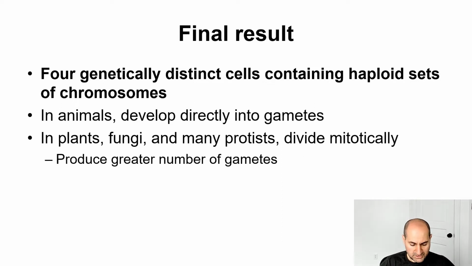Now, this is what I want you to know. This is a very important point. This is the final result, which means the whole point of meiosis. The final result is 4 genetically distinct cells. And these cells are haploid. And what are these cells called? These cells are called the gametes, aka sperm or egg.